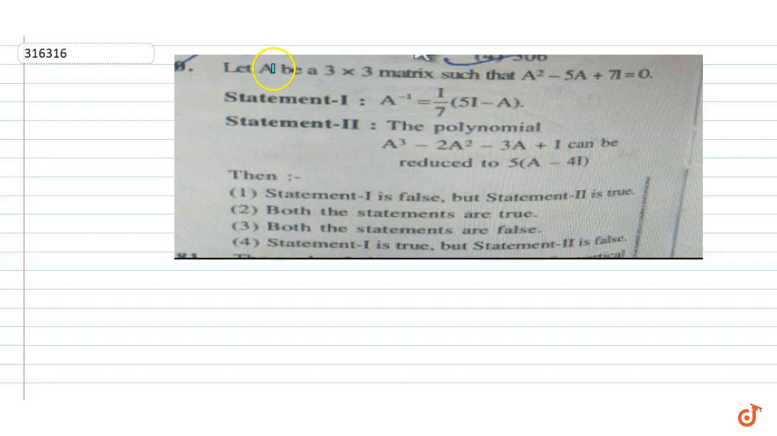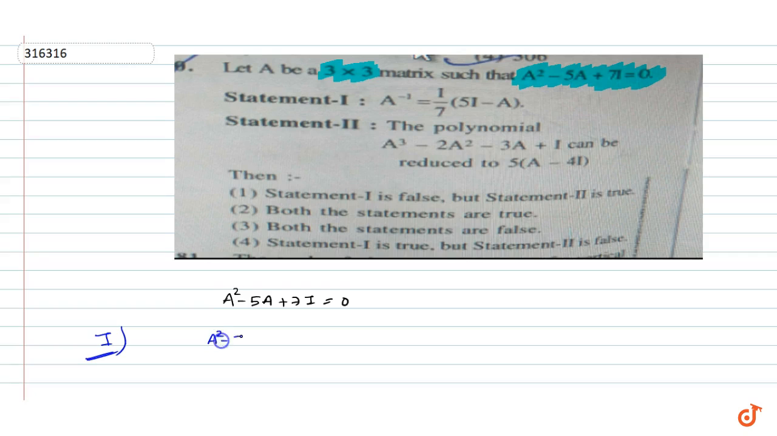The question given is, let A be a 3×3 matrix such that A² − 5A + 7I = 0. Then we have to find which of the following statements is true. तो अगर हम देखते हैं हमें क्या गिवन है, A² − 5A + 7I = 0. तो पहले हम स्टेटमेंट 1 चेक करते हैं, ठीक है.